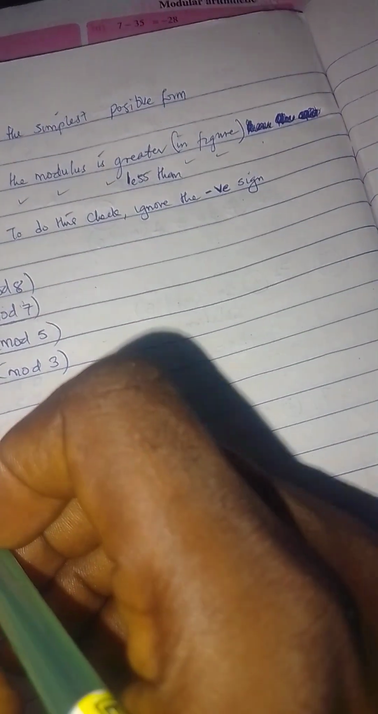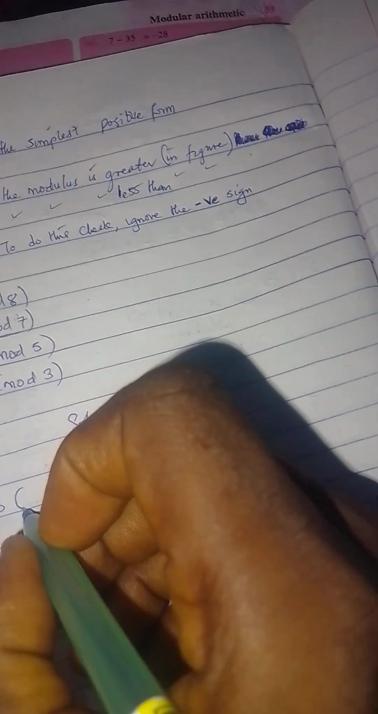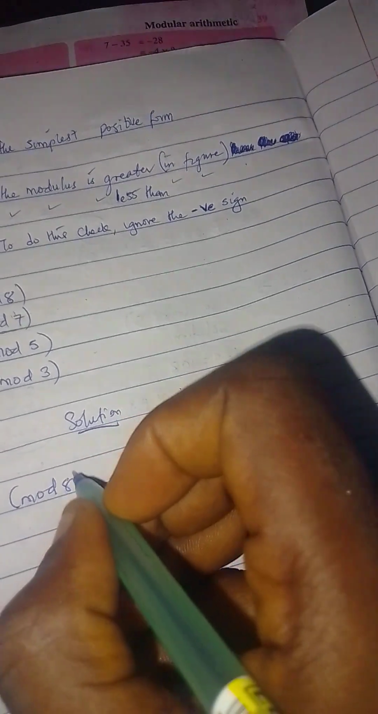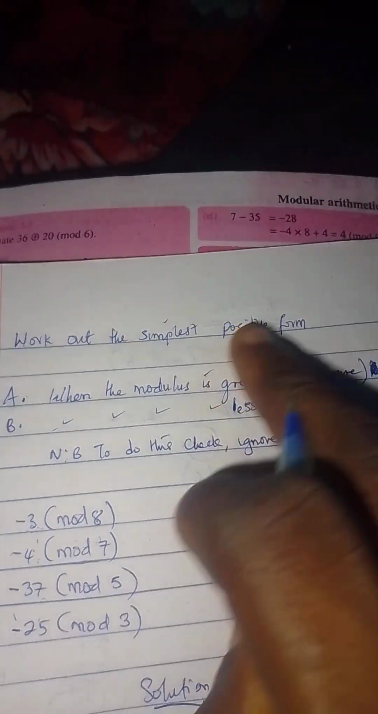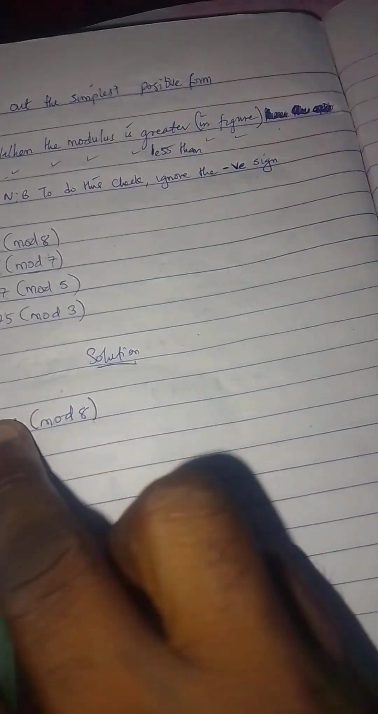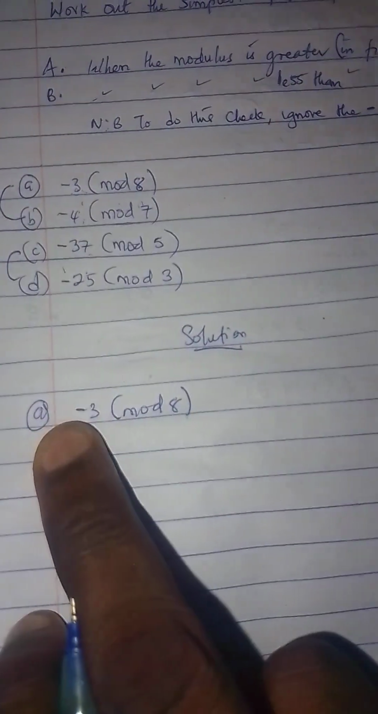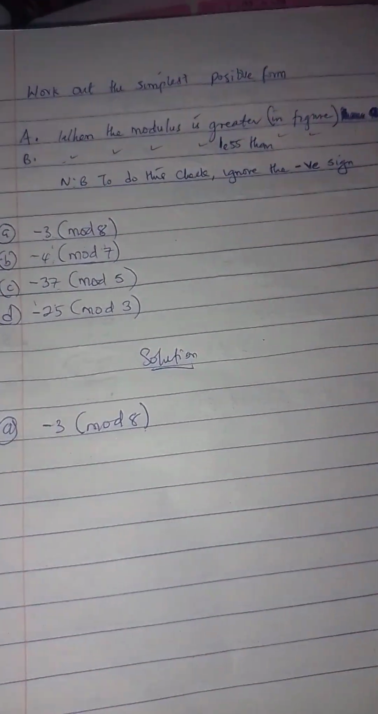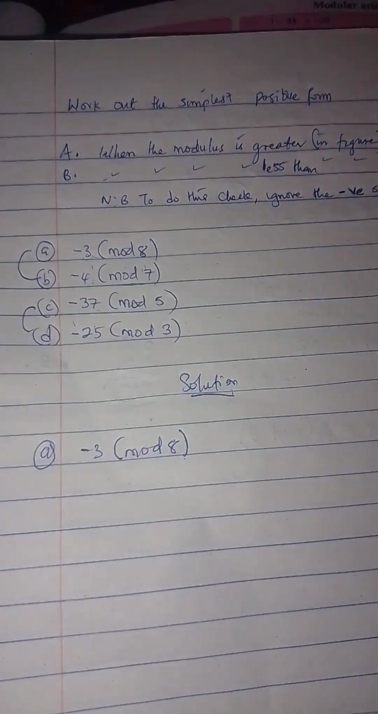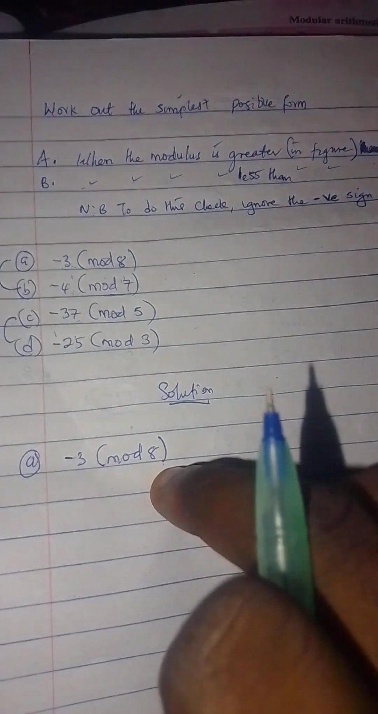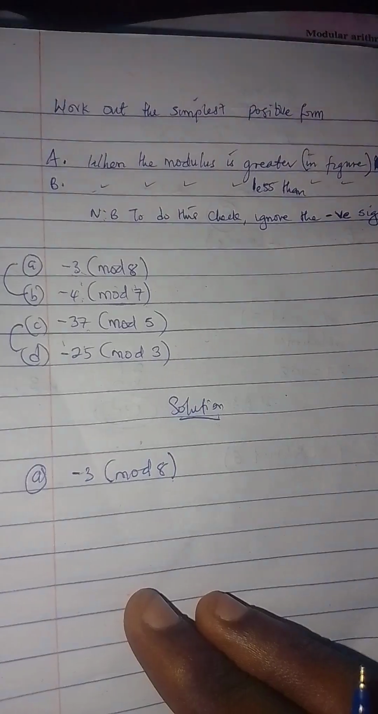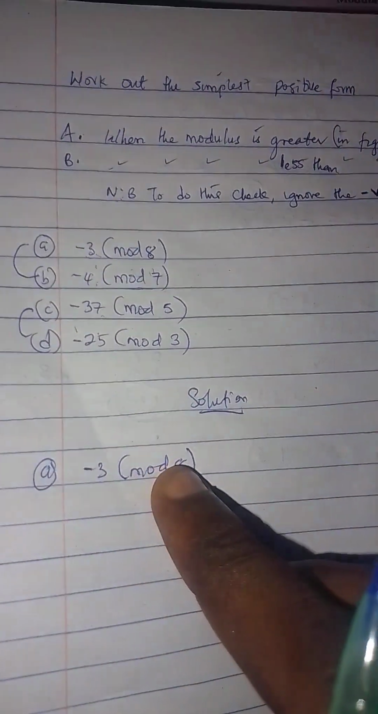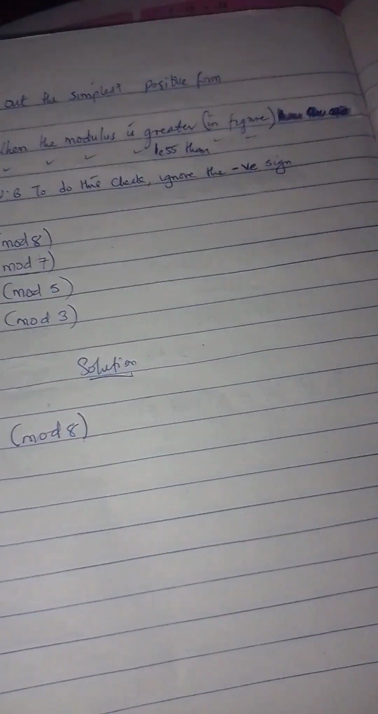The first one, I have minus 3 in modulus 8. The question says, work out the simplest positive form. We want to take it to the positive form. Once I observe that this is greater, all I just need to do is ignore the negative sign and ask myself a simple question. What can I add to this to give me this value? What can I add to 3 to give me 8? 3 plus what will give me 8? 5. The answer is 5 already. Very simple.